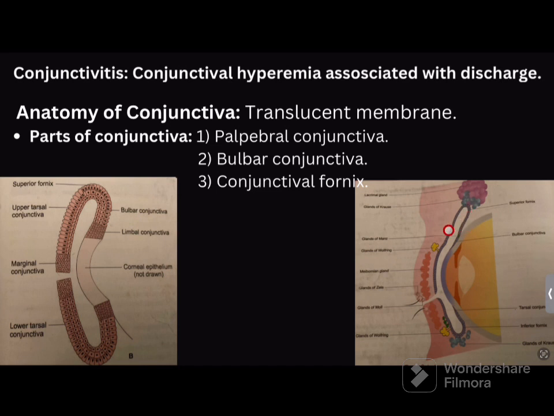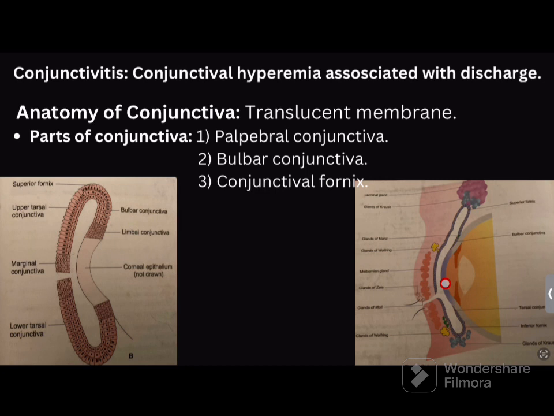Now this palpebral conjunctiva and bulbar conjunctiva are joined by your conjunctival fornix. Okay. So this is your upper conjunctival fornix, lower conjunctival fornix. Otherwise, you can call it superior fornix, inferior fornix. Then the one on the medial side will be the medial fornix and the one on the lateral side will be your lateral fornix.